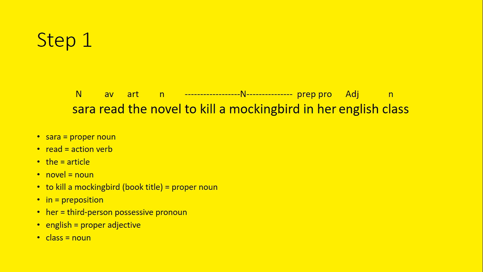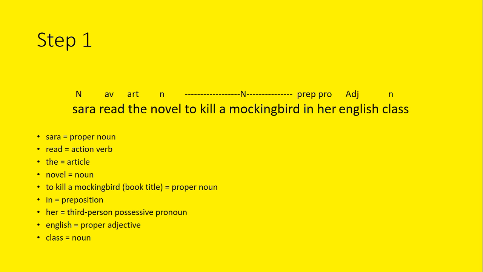All right, so on your paper, under step 1, and you should have a paper that goes over this, but if you don't, just go ahead and draw the chart on a sheet of notebook paper. That will work. The sentence is, Sarah read the novel To Kill a Mockingbird in her English class. And so if we're labeling all the different parts of speech, that's what step 1 does. We want to start off with Sarah. We know Sarah's a name, so that's a noun. It's a proper noun. Sarah read, that's an action, so that's a verb, action verb.